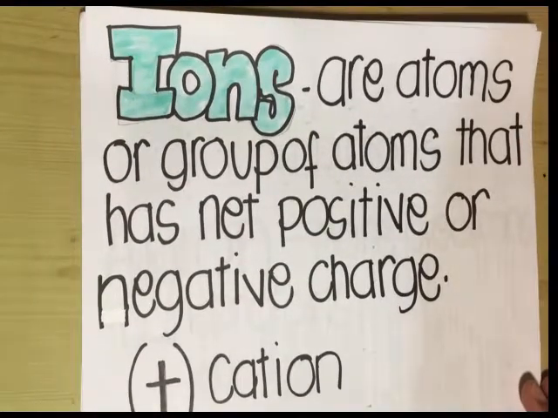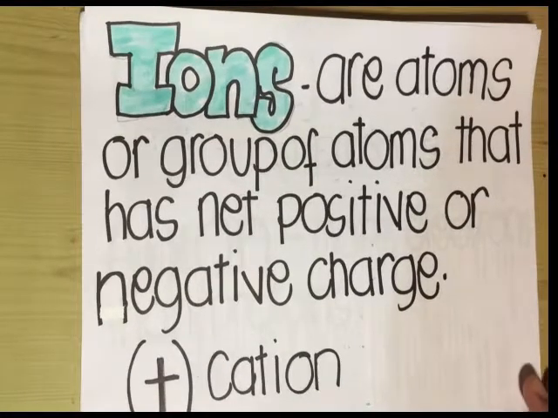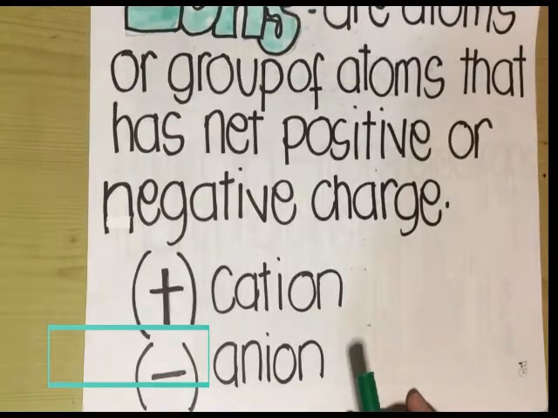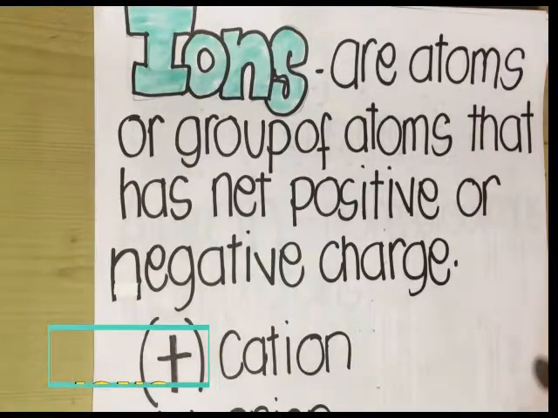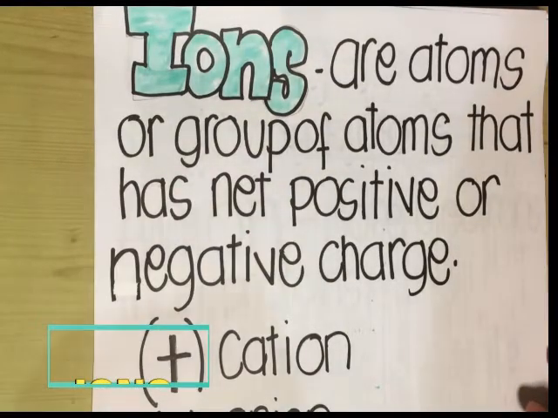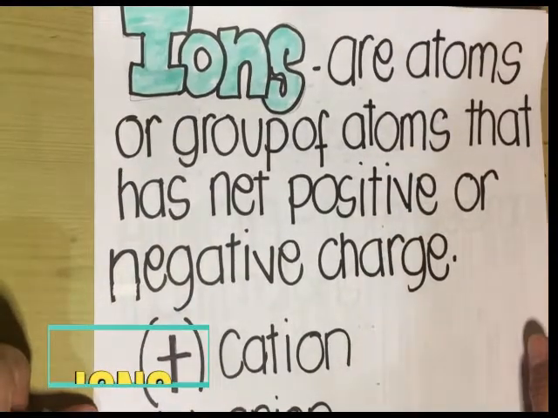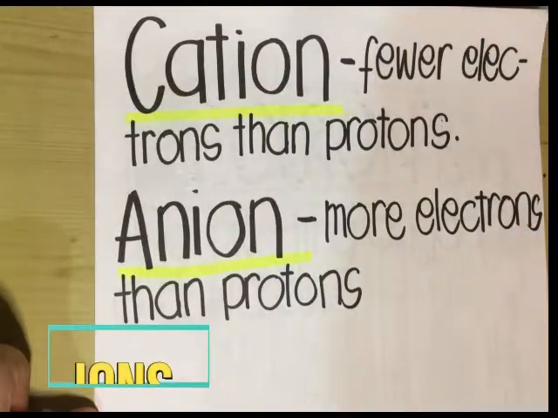So, we define ions as atoms or group of atoms that has net positive or negative charge. So, kapag positive charge yung ion, we call it cation. And kapag negative charge naman siya, we call it anion. Okay, so again, ions are atoms that has positive or negative charge. Now, paano ba nagkakaroon ng charges yung mga elements or yung mga atoms?